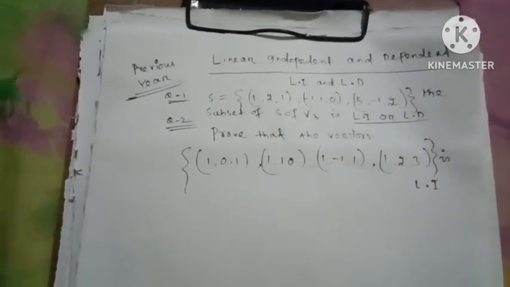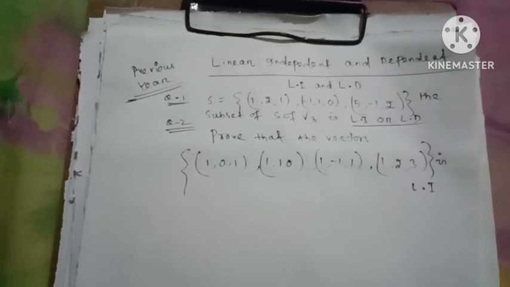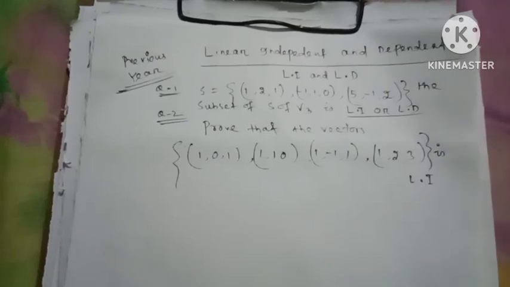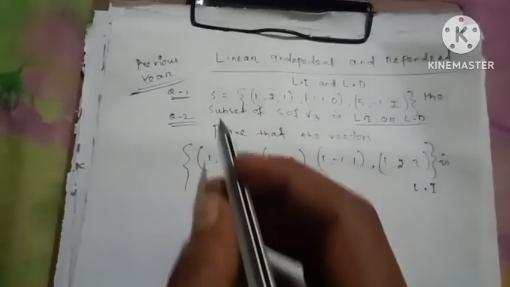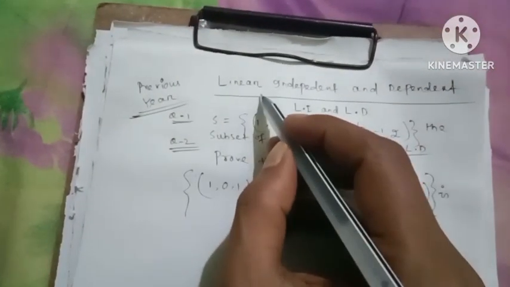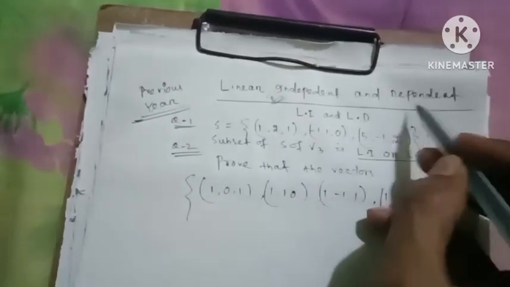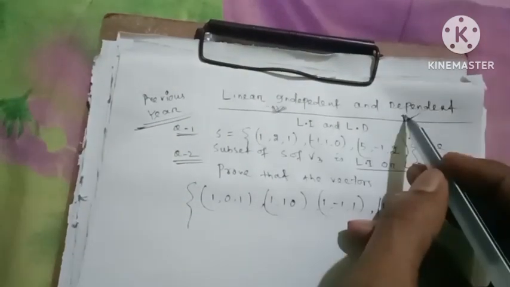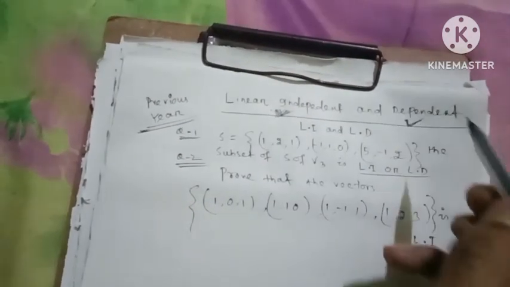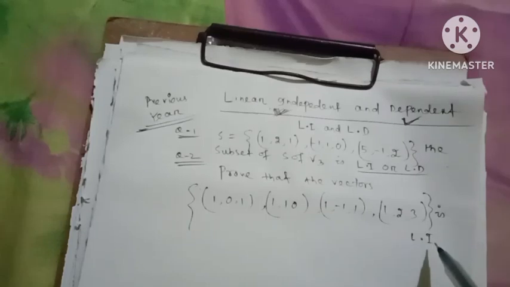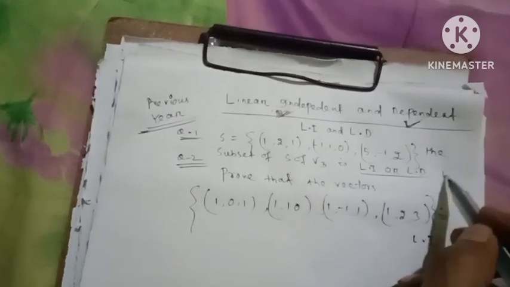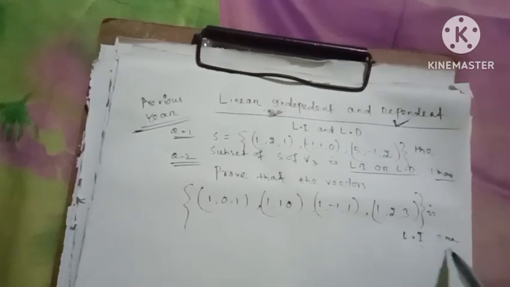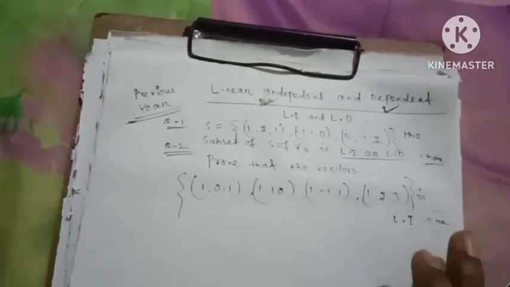We already discussed two long questions in previous videos. Today I will discuss two questions about linear independence and dependence. These are the objective questions: this is 1 mark and this is 2 marks. 3 marks carry.